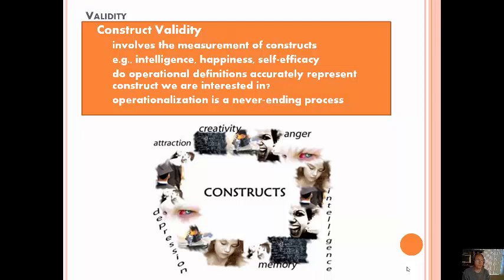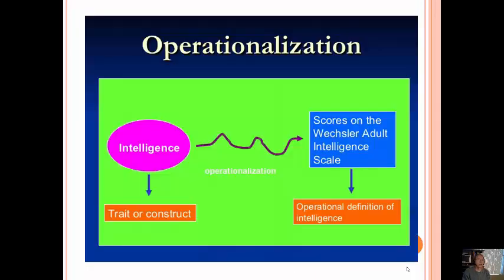So when you want to measure creativity, that construct has to be operationalized. And I differentiate between the terms defined and operationalized. Define is more of a semantic term. Operationalization is a psychometric term. Intelligence, when we say intelligence, what does that really mean? Memory, depression, attraction, creativity, happiness, what are those things? So operationalization: how do we operationalize intelligence?